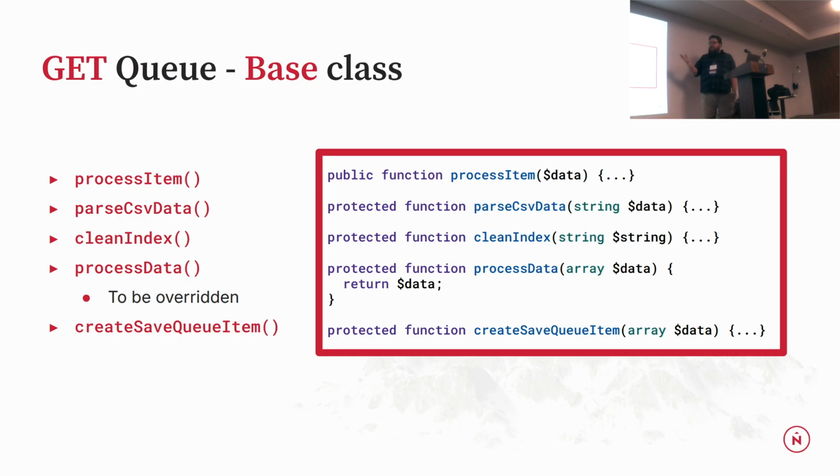Then we get into our methods. So we have our process item, our parse CSV data, clean index, and a process data that we're specifically going to override. However, it could do its own stuff too, right? If we did not want to override it in the manual, we could leverage the base. And maybe sometimes we override it. But typically I like to override it just because usually it's very specific. And then we have a create save queue item, which is pretty self-explanatory. So let's dive into those.